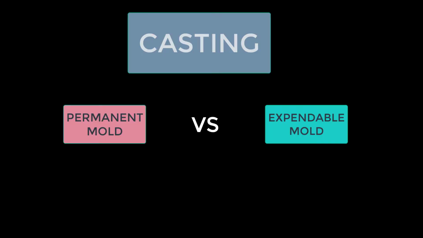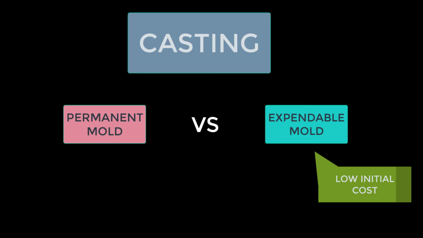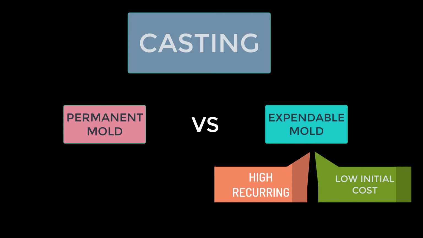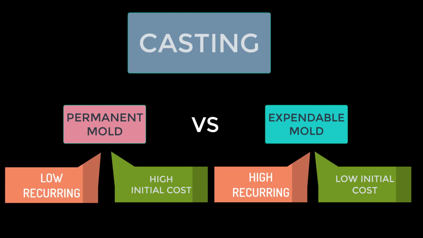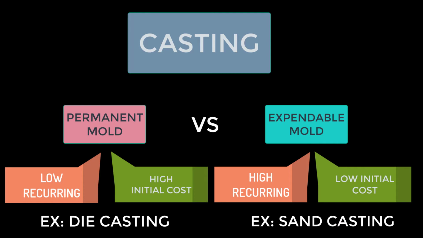For the most part, expendable molds have a low initial cost, but a high recurring cost, as they require more labor to produce, whereas permanent molds have an extremely high upfront cost, but a very low recurring cost, as the tooling is very expensive, but after the tooling's made, it's very easy to run many products through it. The focus of this chapter is on casting steel.